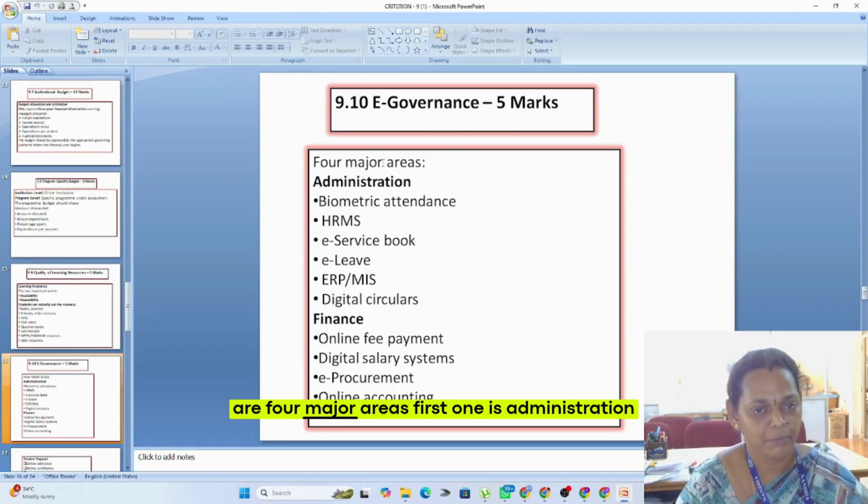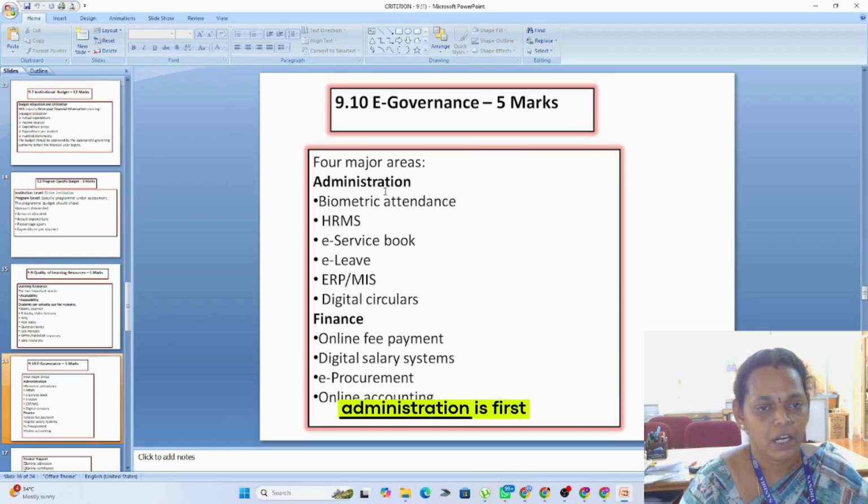Next to move to 9.10 e-governance under 5 marks. There are 4 major areas. First one is administration. Administration includes biometric attendance, HRMS, e-service book, e-leave, ERP or MIS, digital circulars. Administration is to maintain these documents.